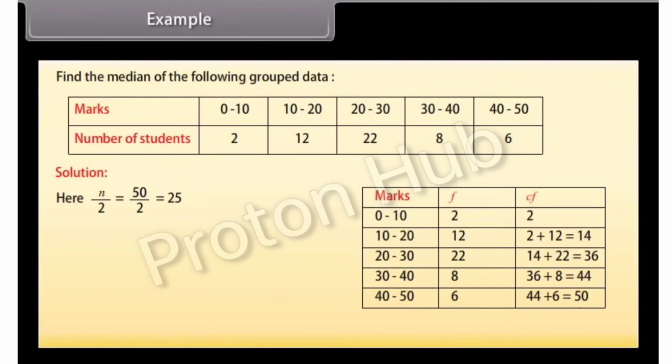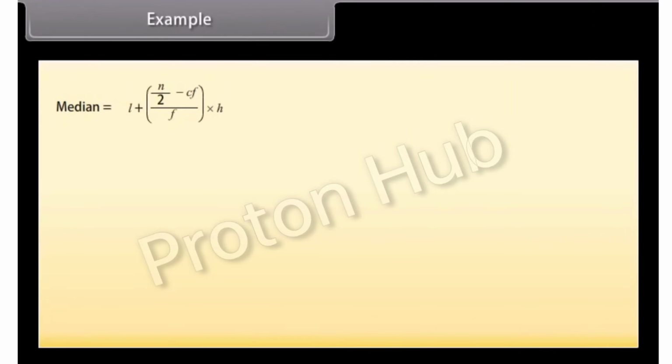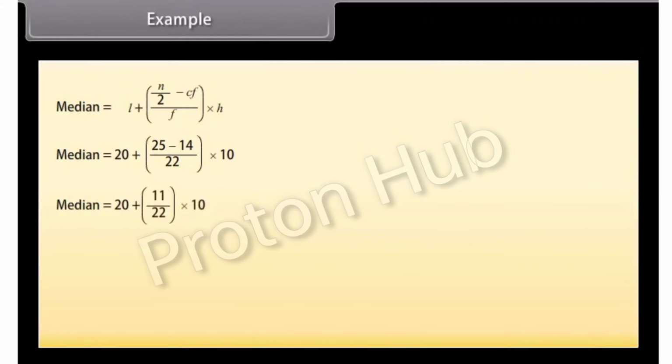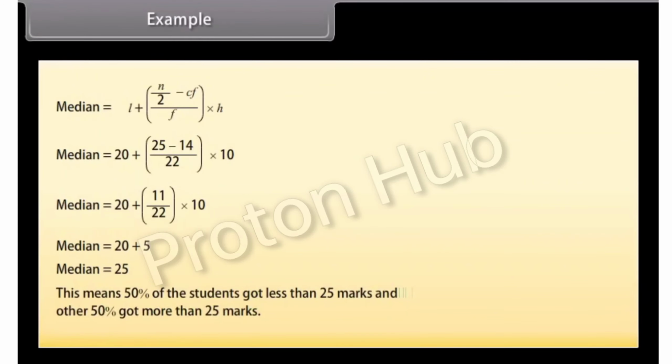Now, L is 20, h is 10, CF is 14, f is 22. And then we calculate the median using the formula given below. L plus n by 2 minus CF, that is divided by f and multiplied by h. Median equals 20 plus (25 minus 14) by 22 into 10. 20 plus 11 by 22 into 10. Median is equal to 20 plus 5, which equals 25. This means 50% of the students got less than 25 marks and the other 50% got more than 25 marks.